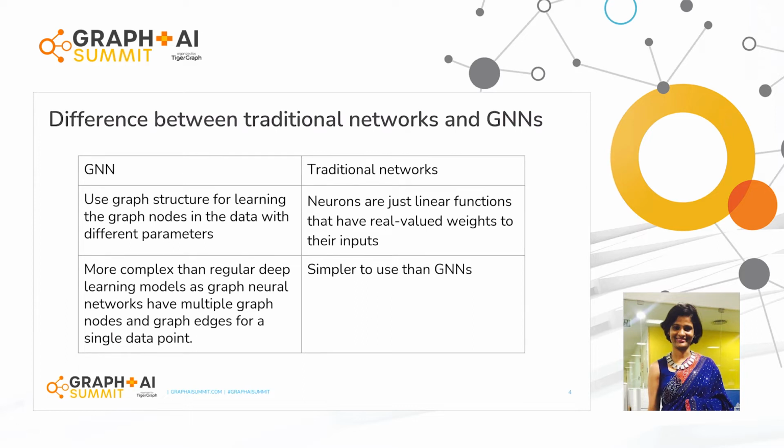Some of the common differences between traditional neural networks and graph neural networks: graph neural networks operate on graph data structures, whereas traditional neural networks operate on neurons, which are linear functions. Graph neural networks are much more complex than traditional neural networks, because even for a single data point, you have to deal with multiple graph nodes and edges. Traditional neural networks are comparatively much easier to use when you compare them with graph neural networks.